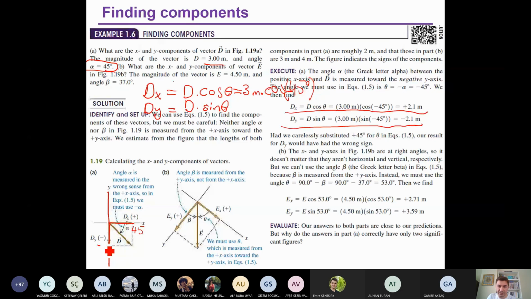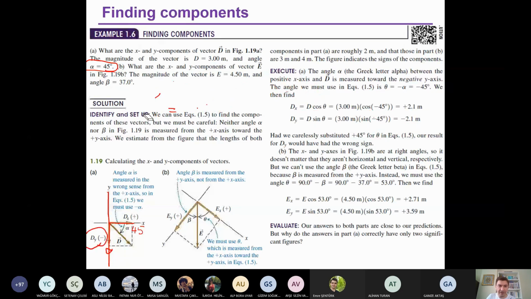So this is very important during these calculations. Let me clear this part. Okay, it is also the same for the E vector. The magnitude of the E vector is given and the beta angle is given. Beta angle is this one, from the y-axis to the vector. But we must use theta, which is measured from the positive x-axis toward the y. So you know the beta from the 90 degrees relation, and you can calculate theta. Theta is 53 degrees. So you have to use cosine 53 and sine 53 in your calculations. Okay, so you must be very careful when you are dealing with these things.